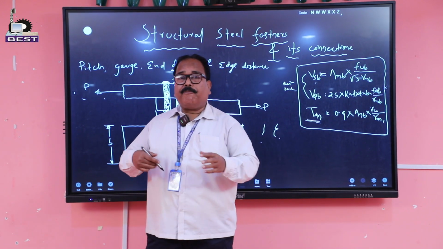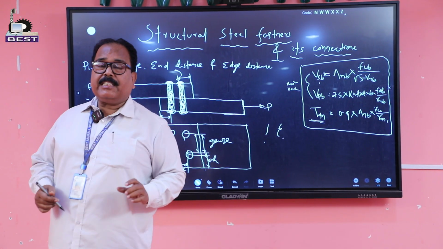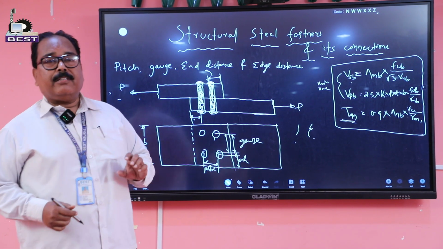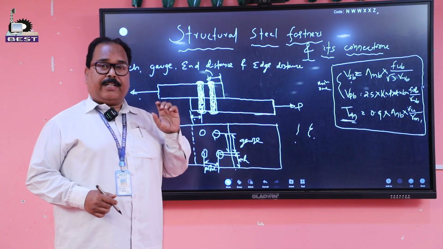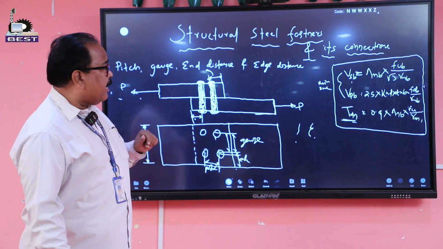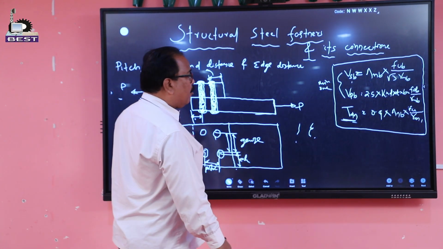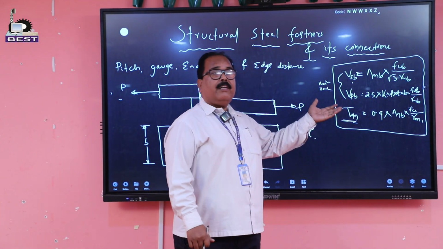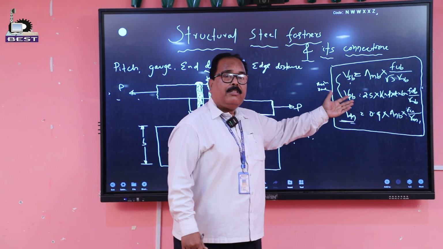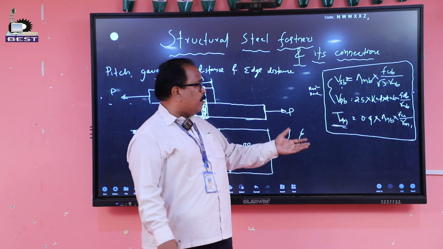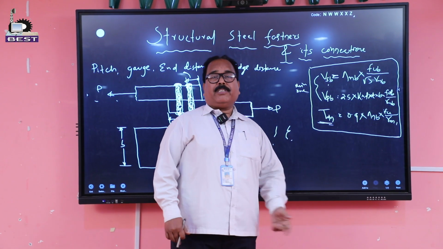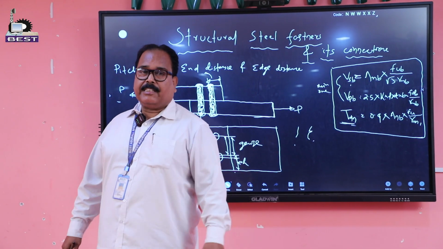Then only can you find the efficiency of the strength of the joint. The efficiency is the strength of the bolt per pitch length by the strength of the plate per pitch length. This is your efficiency.